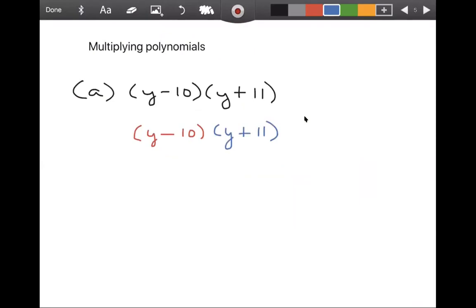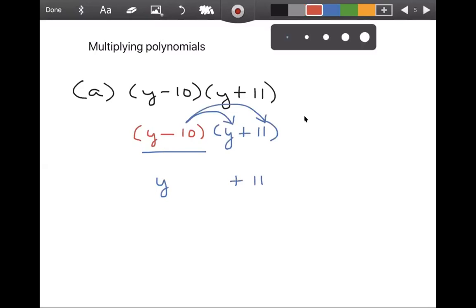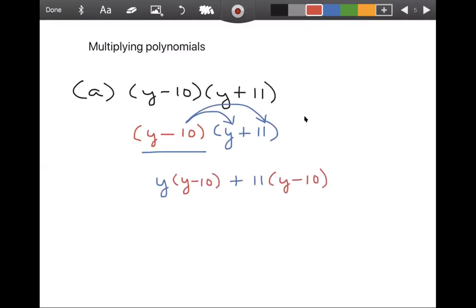All right, so I'm going to take this y minus 10 as if it was just a single term, and I'm going to distribute it here and here. Okay. So I'm going to have the y plus 11, but now each of those terms is going to be multiplied by y minus 10. See how that works? All right, and now I need to distribute again, right? I need to distribute a y here, and I need to distribute an 11 here.